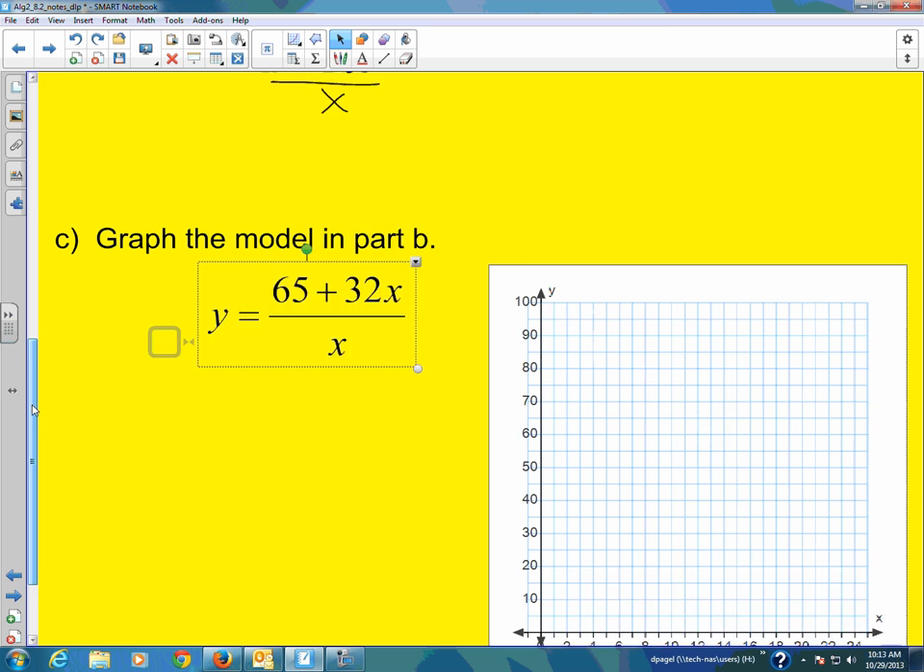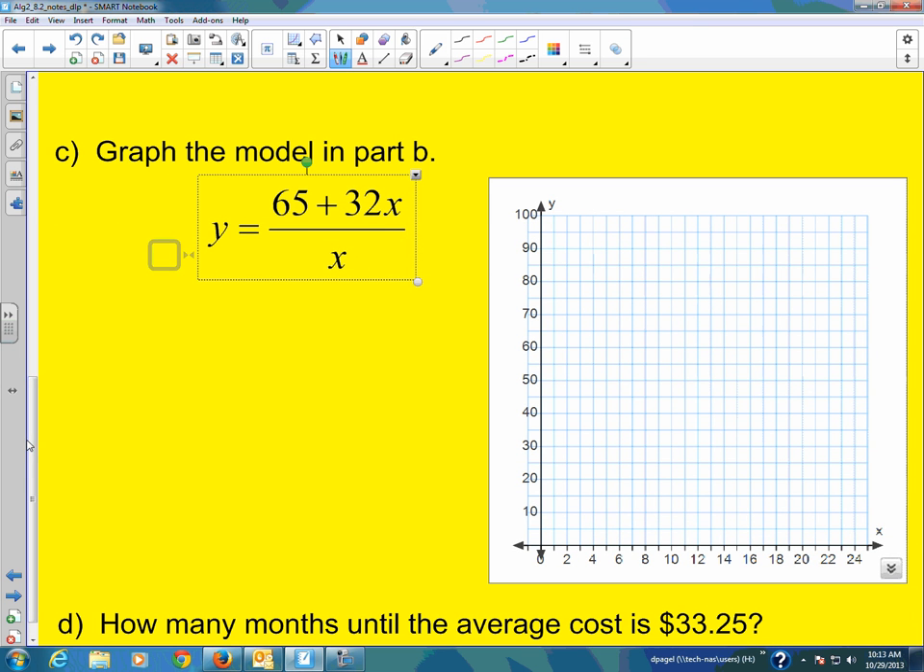And in this equation, obviously we've got some asymptotes. We've got a vertical one where x equals 0. Well, that makes sense. We're talking about months, and we can't have negative months. But we also have a horizontal asymptote. And this is the one that we're interested in.